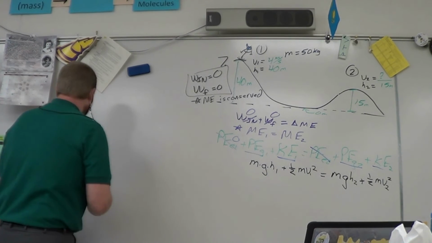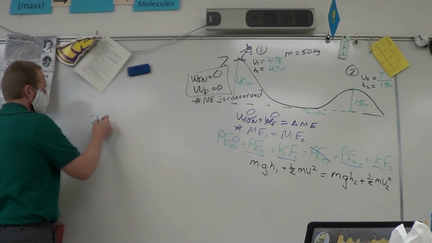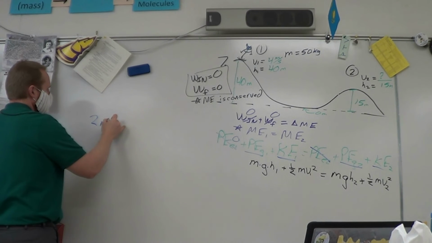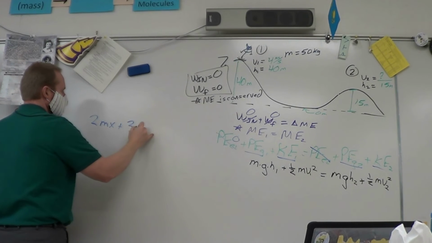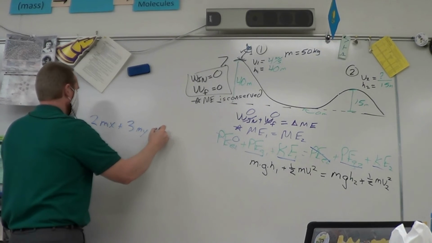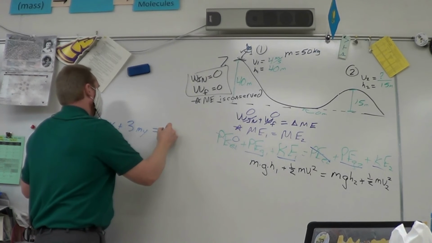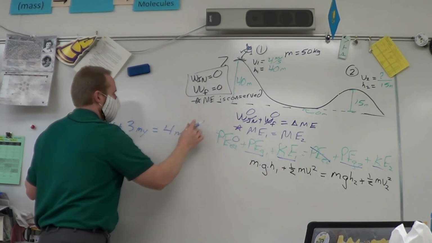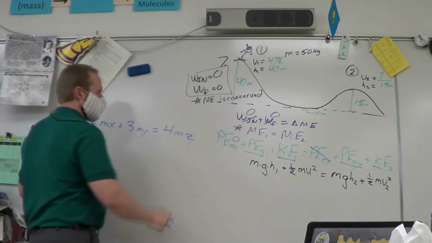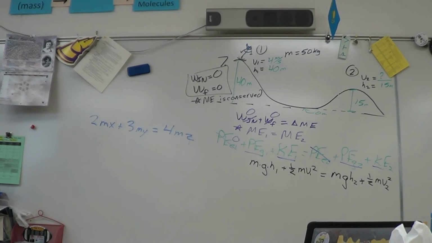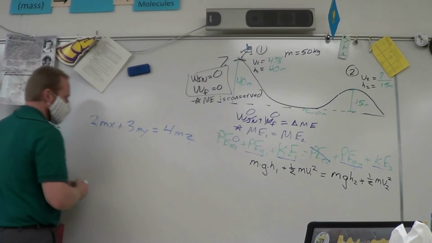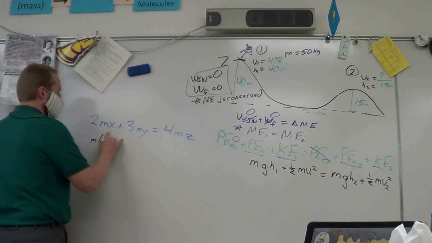Now, if I had an equation that said 2mx plus 3my is equal to 4mz, is there any variable that is in every single term on both sides of the equation? Yeah, and if the answer is yes, then we could factor out an m.